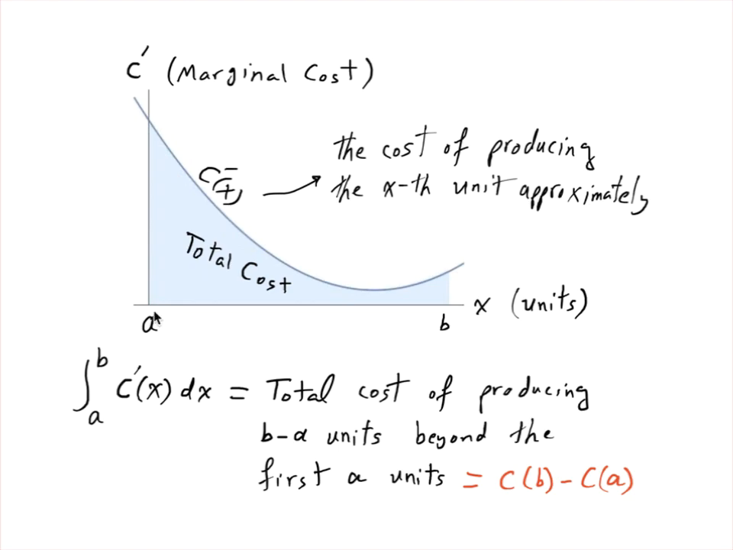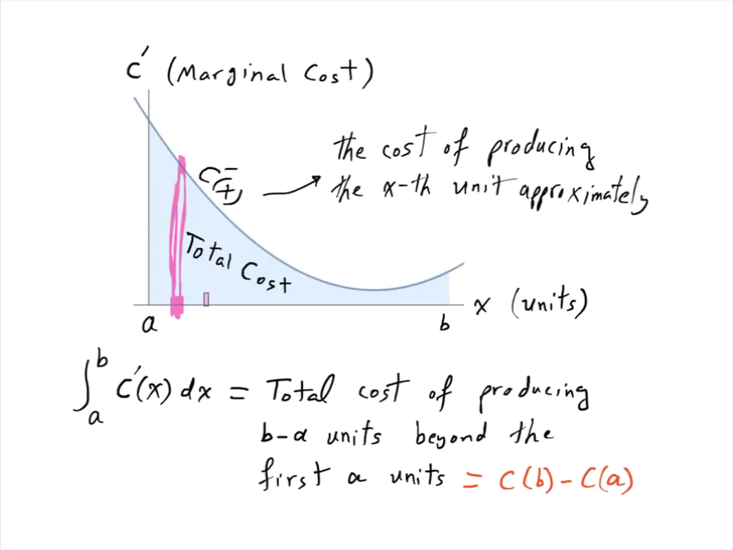In this example, x represents units of a certain product being produced. C prime is the derivative of the cost function, which is also called marginal cost. To understand what it means, C prime of x is the cost of producing the xth unit, approximately. And if we add all of these costs, for example, for this unit, there will be this much cost, right?